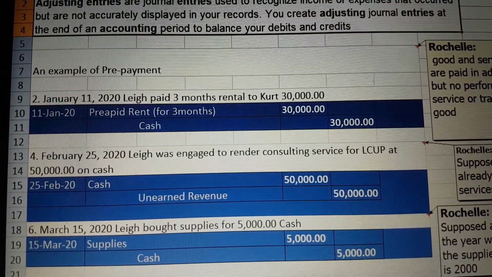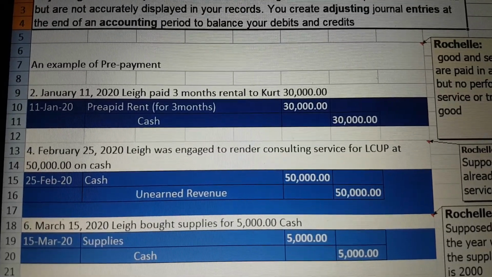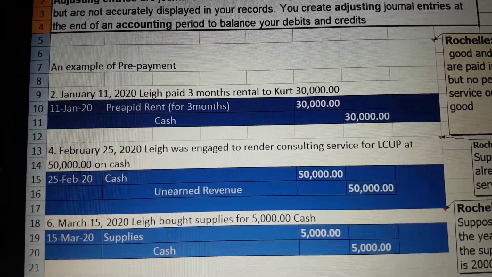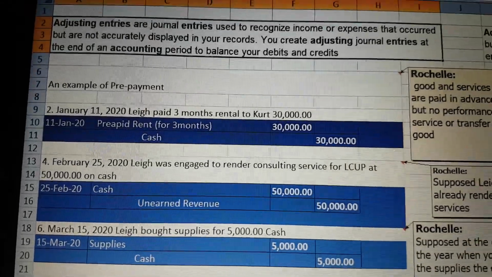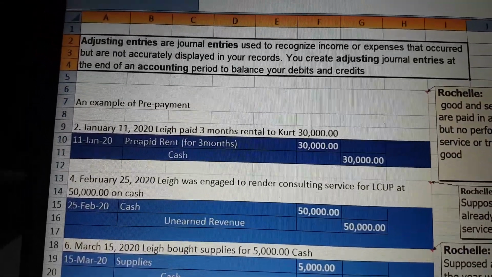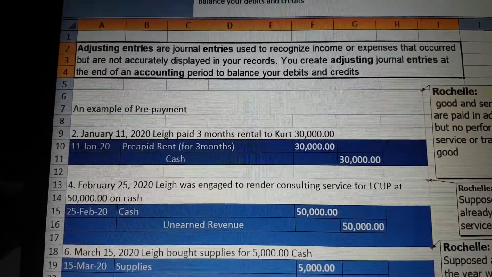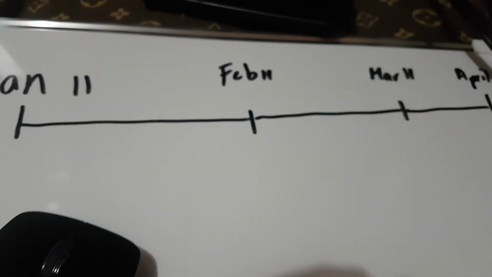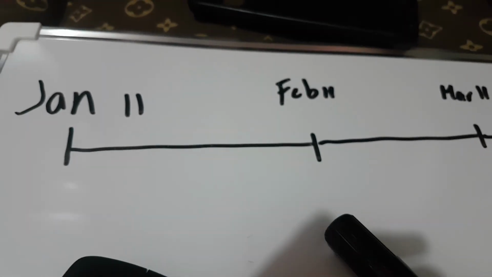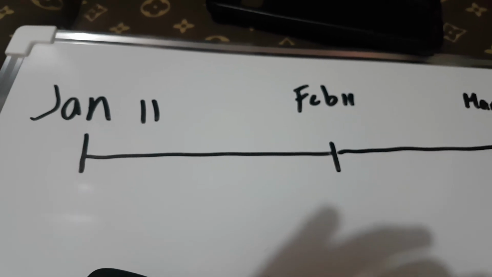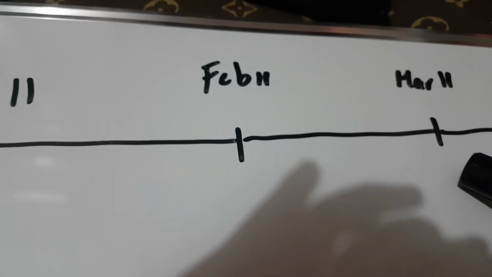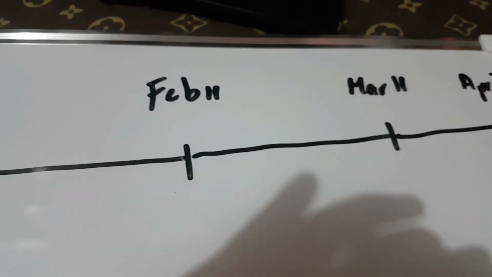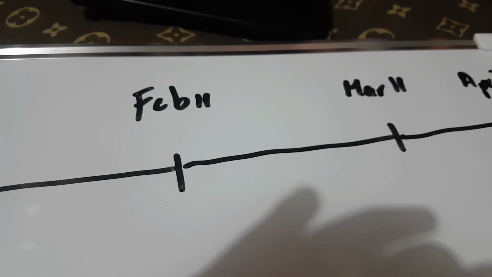So, number one, from our example before, we have Kurt. On January 11, Lay paid 3 months rental to Kurt. So, we have rental which we paid on January 11. But take note, after January 11, was it still good? There is already a payment received, but the service from the lessor has not yet been incurred, because it would pass from January 11 to February 11, that would be 1 month. And then February 11 to March 11, that would be the second month. And then the third month would be from March 11 to April 11. So if you would see, our transaction is until August. So all the rent is already consumed.